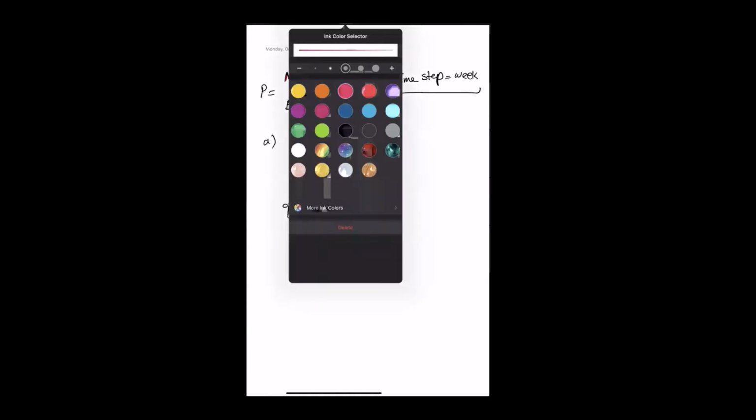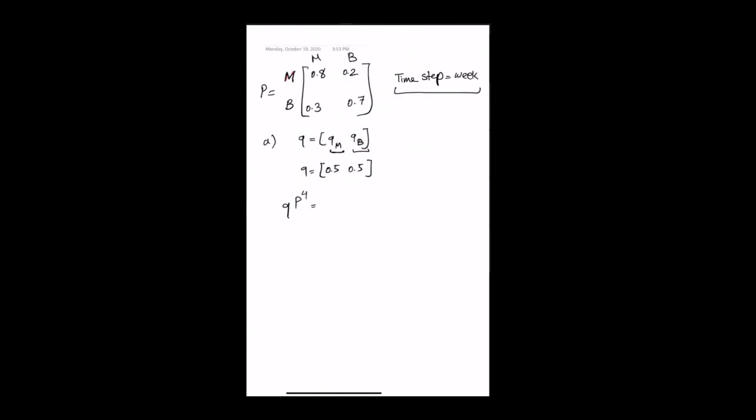So in this multiplication, what is the size of vector Q? 1 by 2. How about matrix P^4? 2 by 2, because it's just matrix P raised to the power of 4. The size is not going to change. So what is the size of the resulting matrix? 1 by 2. Okay. So these two elements are going to be the market share after 4 weeks.